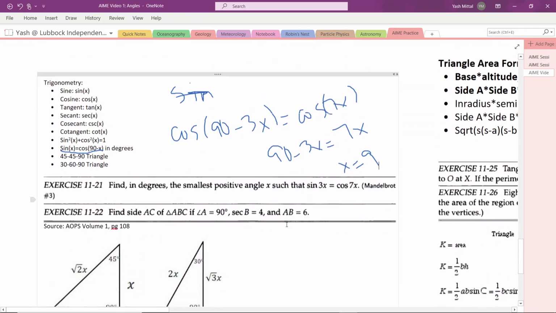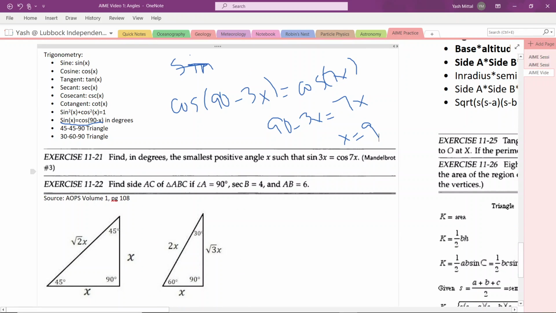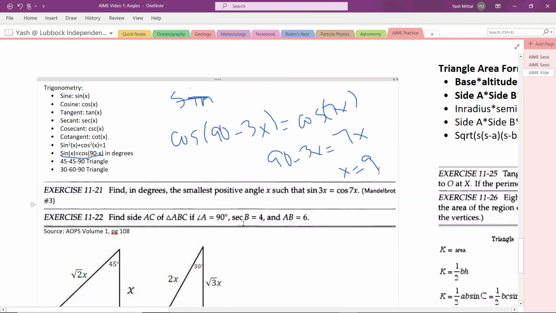And then 1122, I won't be showing you that answer. I'll show the answer at the bottom of the page, but it says find AC at triangle side AB if angle A is equal to 90 degrees, so right triangle, secant B is equal to 4, and AB is equal to 6. So what you need to do is figure out what secant represents using that SOHCAHTOA.